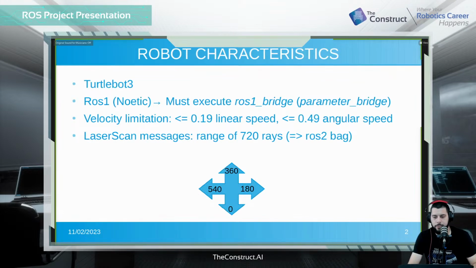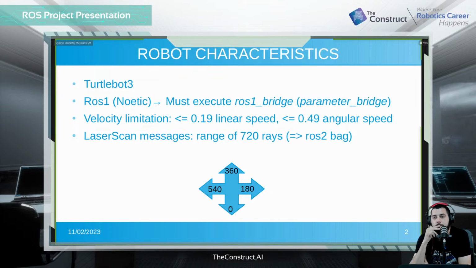The robot we are using is the Turtlebot 3, which was originally made for ROS1 Noetic, but we are using, of course, ROS2, and for connecting both ROS1 and ROS2, we have to use ROS1 bridge. We have a velocity limitation. If we get over that velocity limitation, the program stops and the communication stops. So we try not to get over that limitation.